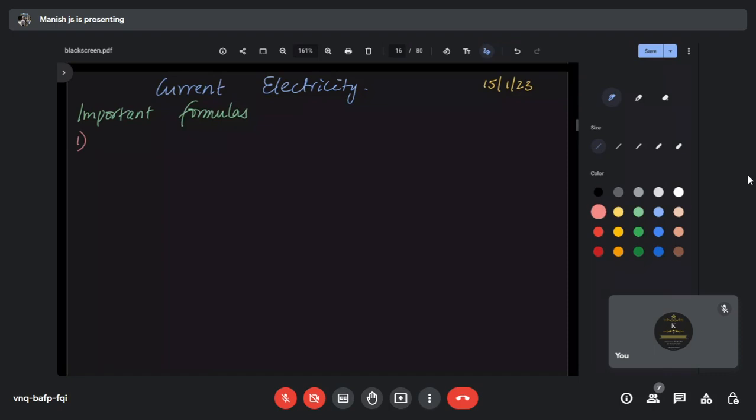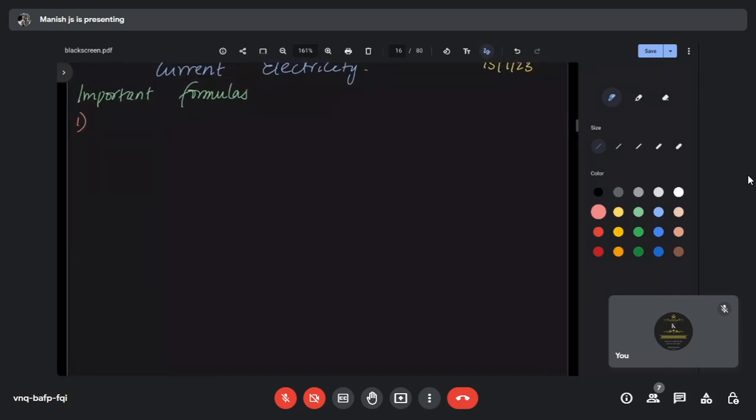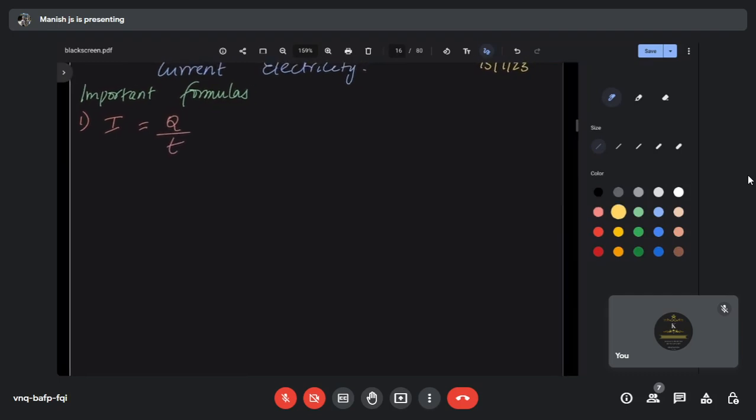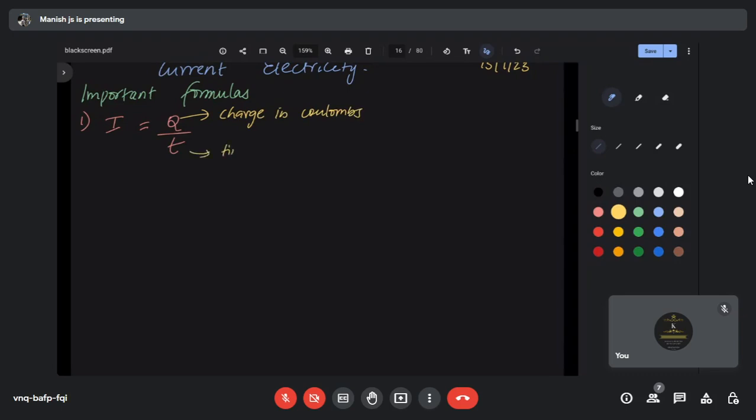Okay, so first one, how can you express current? Electricity or the electric current can be expressed as the rate of flow of charges. So I is equal to Q upon T. Here Q is nothing but charge in coulombs, T is time in seconds, and I is nothing but the current in amperes.